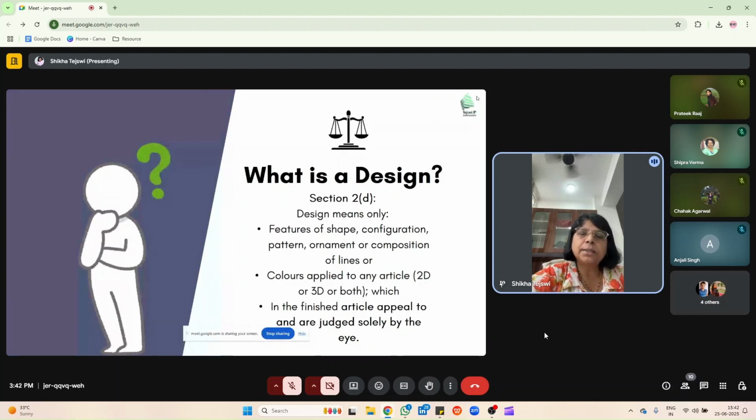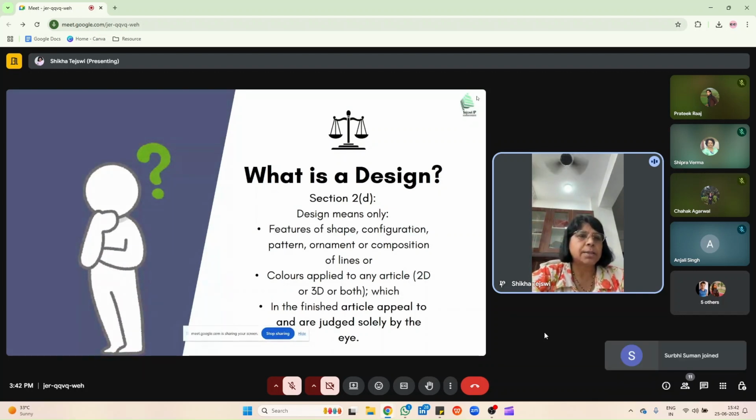So mainly, what is the design? This includes any feature of shape, configuration, pattern, ornament, or composition of lines. So a composition of lines also can be protected by way of design. Then colors applied to any article, whether 2D or 3D, as I said, and in the finished article it should be appealing to and judged solely by the eye. Just by viewing it you understand that this is a design. Only the eye has to judge that it is a design.